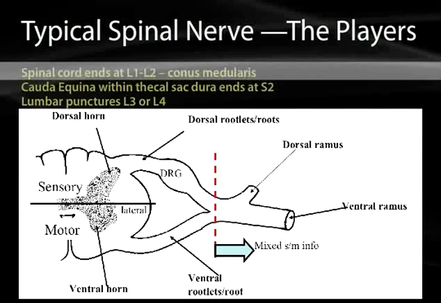You must also review and make sure you understand the typical spinal nerve: the dorsal horn and the ventral horn are separated by the sulcus limitans, which divides the anterior and posterior halves, and the ventral horn is going to be motor and the dorsal horn is going to be sensory.